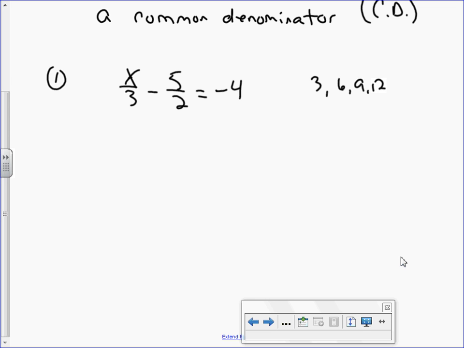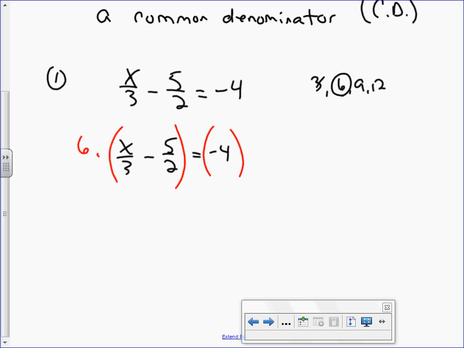So does 2 go into 3? Nope. Does 2 go into 6? Yes, and there's your common denominator. And that will work even when it's one that you don't see right off the bat. So the common denominator is 6. Here's what this is going to look like. You're going to take the left side, put it in parentheses, and put times 6 on the outside of it. You're going to take the right side, put it in parentheses, and put times 6 on the outside of that. We are multiplying both sides of this problem by 6.